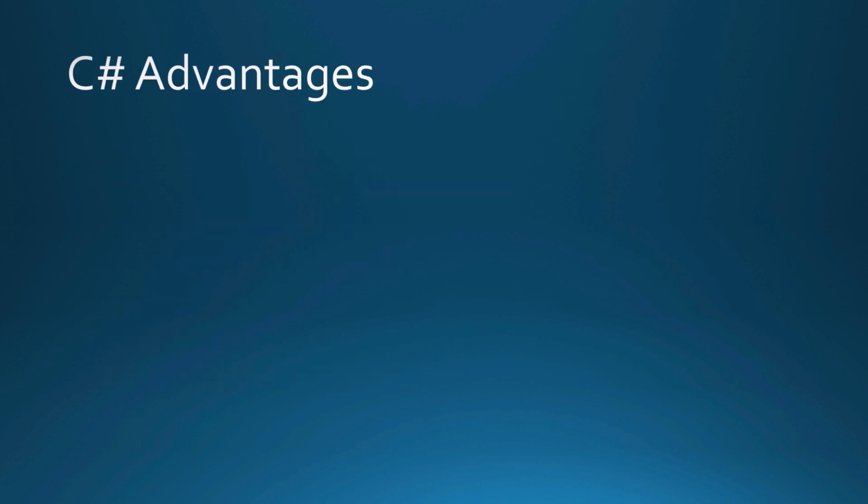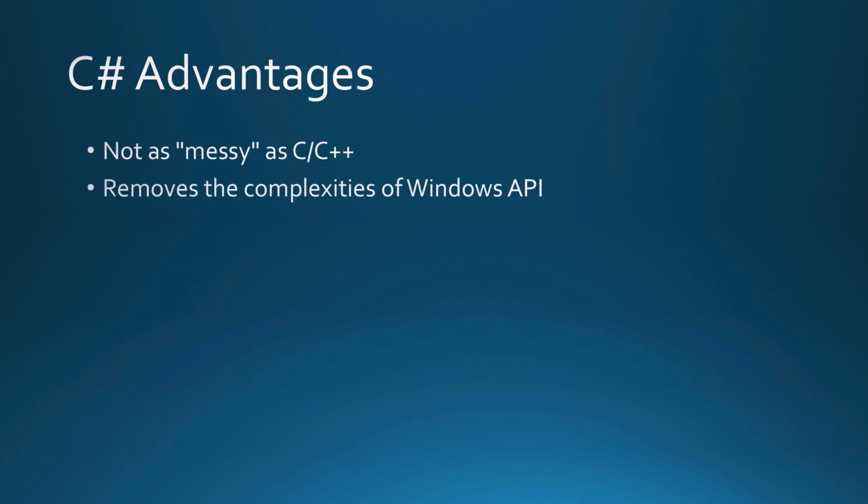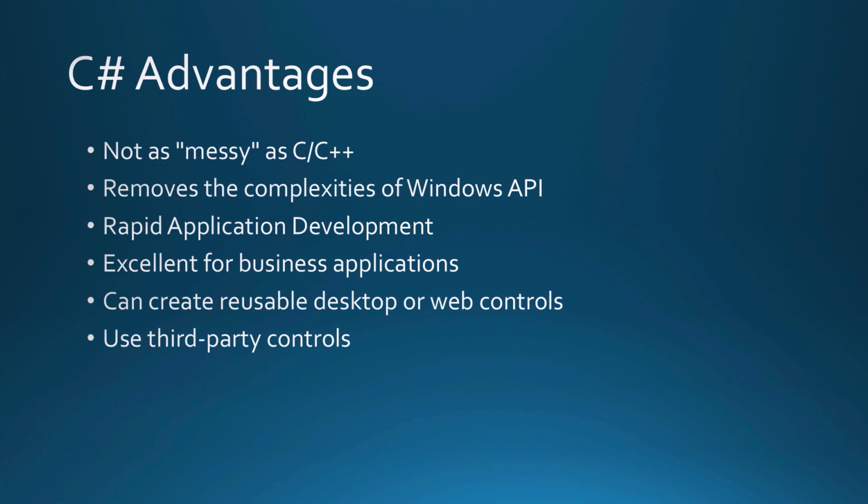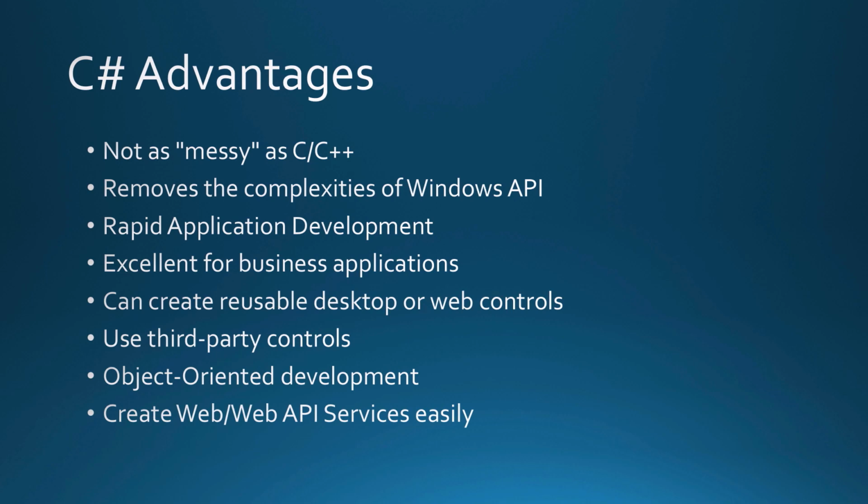There are a lot of advantages to using C#. It's not as messy as C or C++. It removes the complexities of the Windows API. As I said, rapid application development. I know I keep saying that, but it really is very quick to develop in. It's excellent for business applications. It can create reusable desktop or web controls, and we can use a large set of third-party controls that are out there in the industry, and object-oriented development is just top-notch. We can create web and web API services very easily.